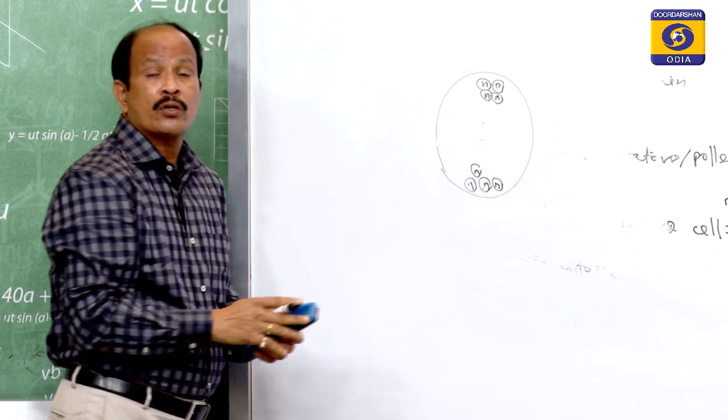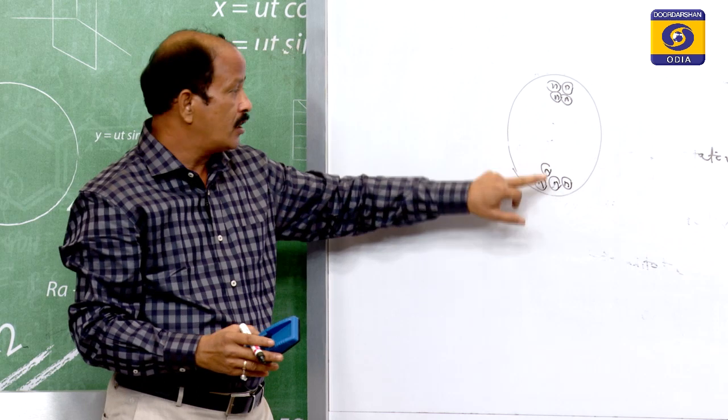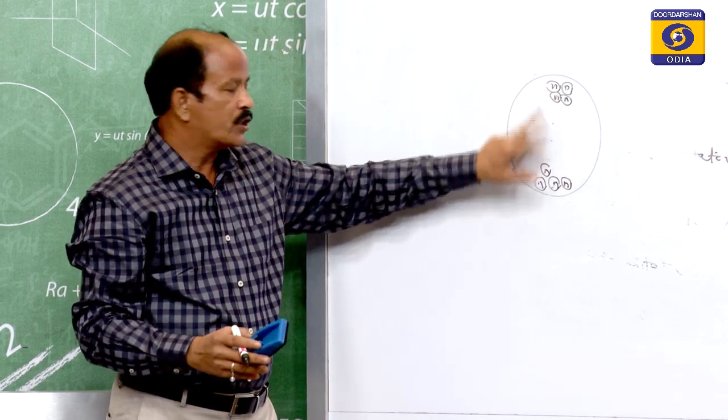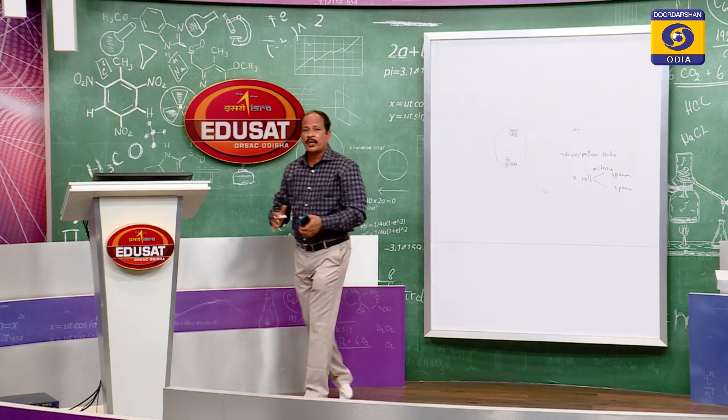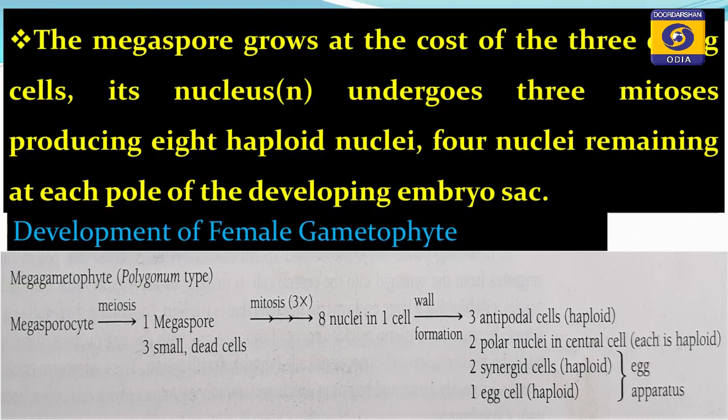Now, redistribution of the nuclei takes place. 3 remain at this end, 3 remain at this end, and 2 from opposite poles migrate to the center. Now, ultimately following this there is free cell formation. So, you can look at this. When there is redistribution of the 8 nuclei, 3 remain at the micropylar end, 3 at the chalazal end, and 2 in the center, and then surrounding each nucleus there is cell wall formation along with a little bit of cytoplasm. So, this results in a 7 cell structure.